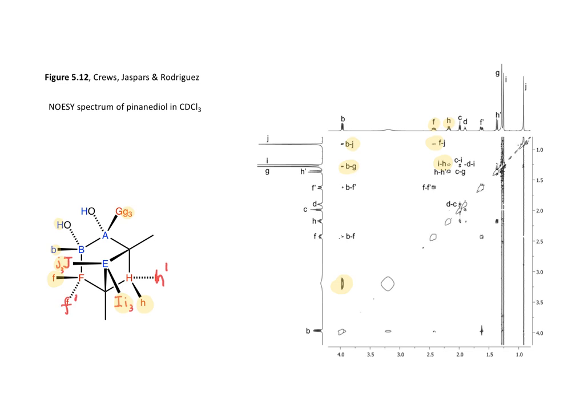Correlations of I with C and D don't add any information. However, the correlation of proton C with proton G now helps us confirm that carbon C is attached to carbon A. And by process of elimination, we can now assign carbon D and proton D.